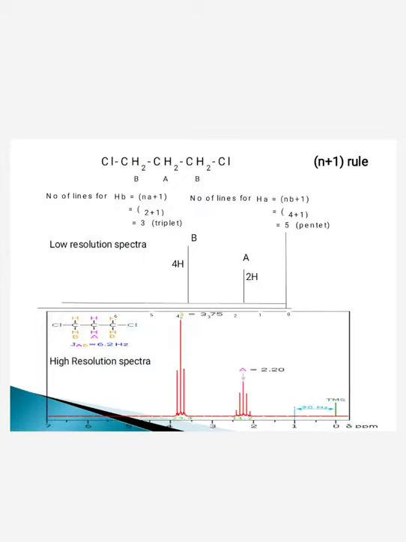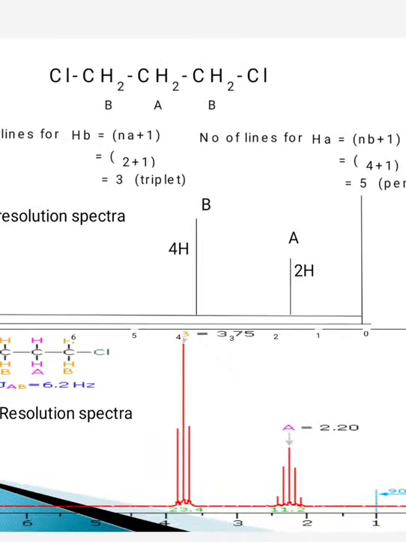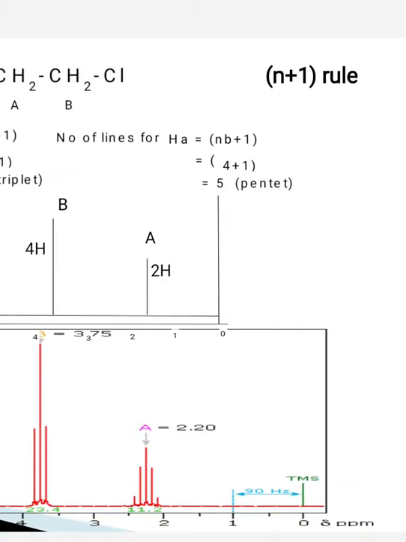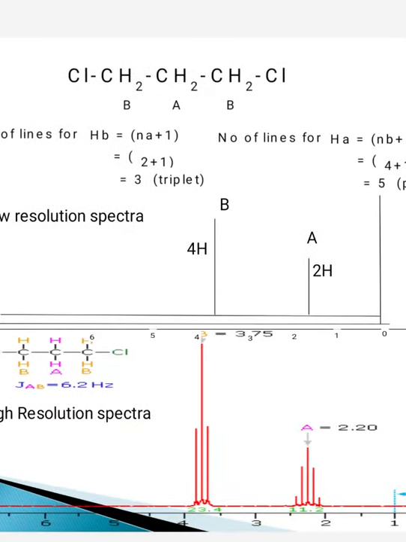Now see here in this example, 1,3-dichloropropane. Here both the terminal CH2 groups are equivalent, having the same chemical environment, as both are linked to the electronegative chlorine atom. So there are two sets, A and B. Now let us calculate. Here the n plus 1 rule is applicable because both sets have the same kind of adjacent set of protons.